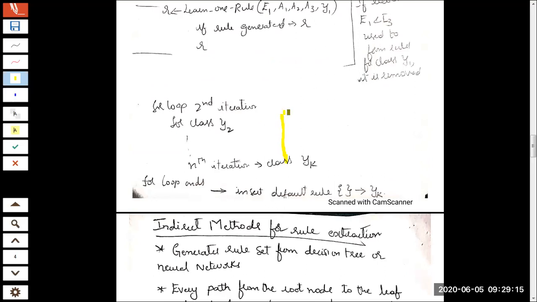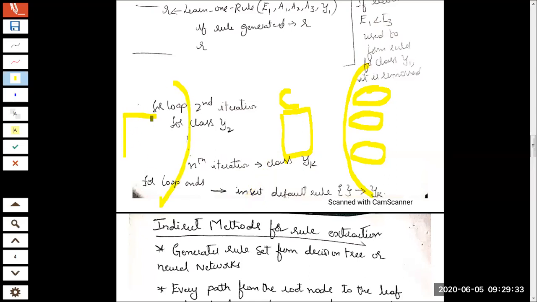I'll write the same term. We have a classifier. I'll call it C. You have different classes here. Okay, these are the classes. You have the classifier. But one thing is, in the indirect method, the classifier is not directly deriving or learning the rules from the TR, that is, the training record. So your classifier is not directly deriving it. So it's a no here. Okay. Then what is the case?